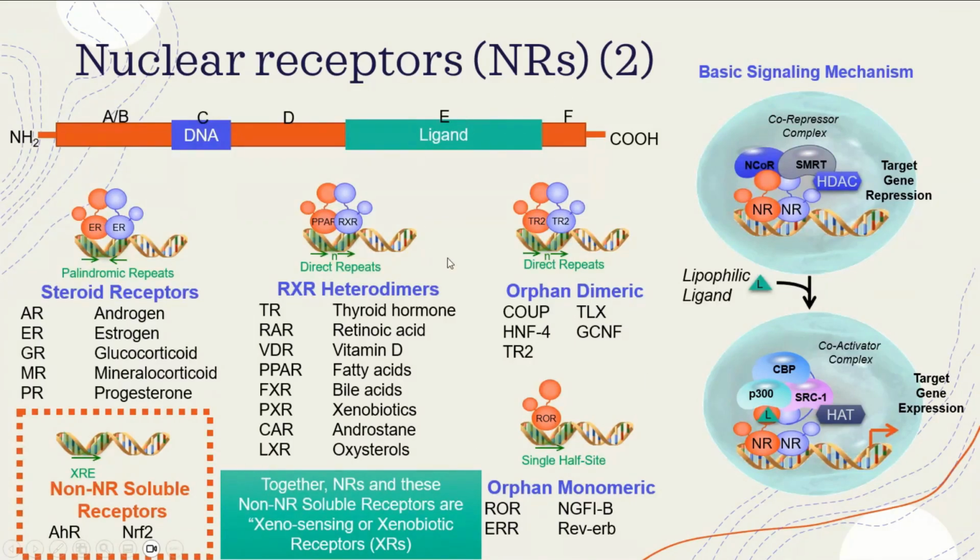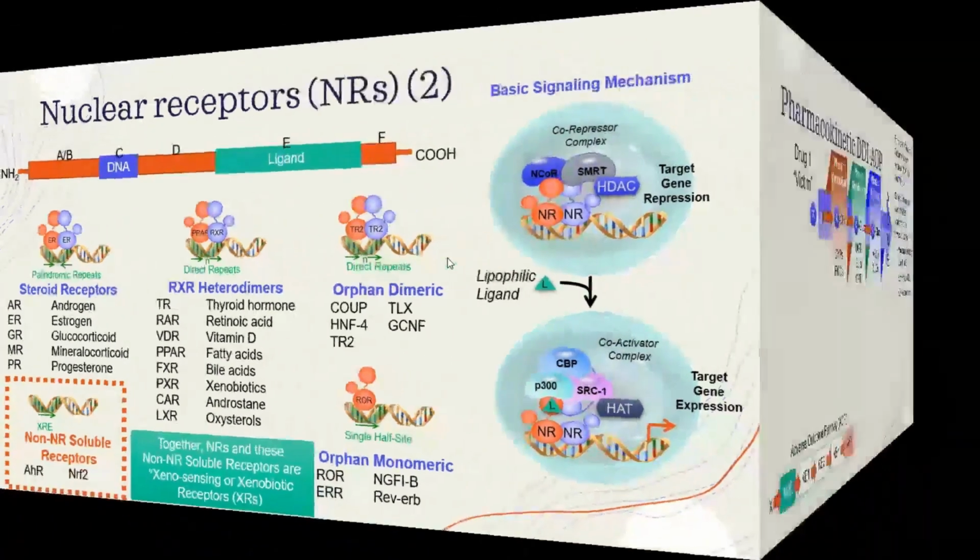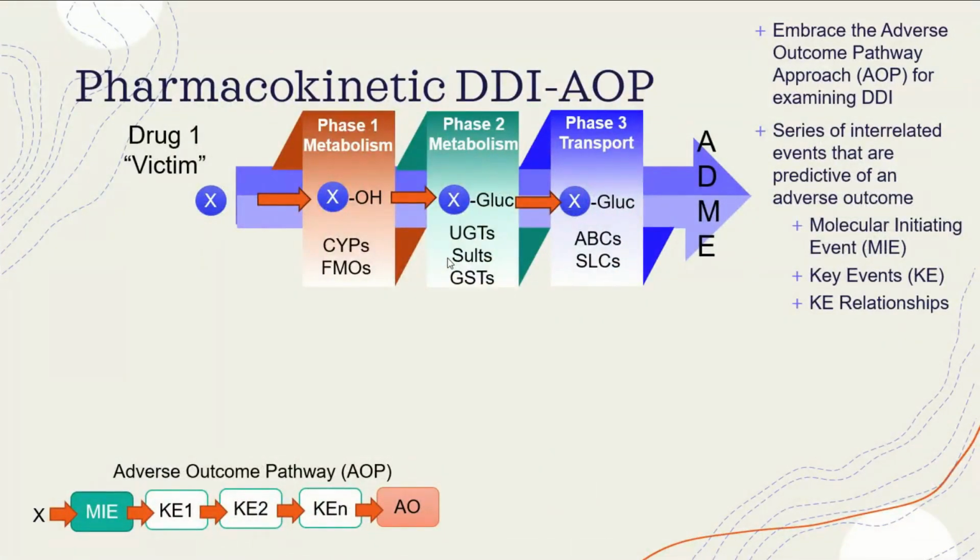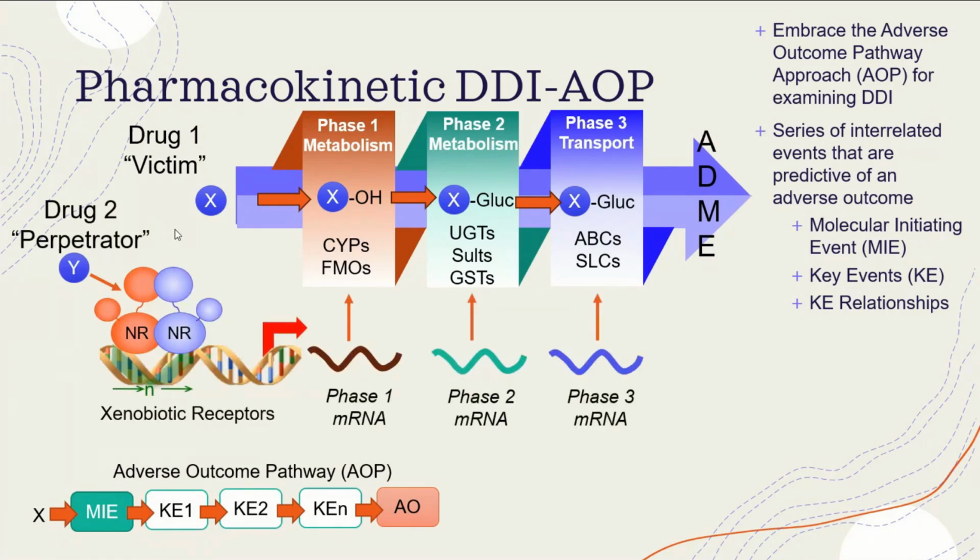So together, these nuclear receptors and these other non-nuclear receptor soluble receptors, we'll call these xenosensing or xenobiotic receptors, in that they are responding to drugs and other exogenous chemicals to regulate gene expression. To put this back into context of what we're talking about here, again, we're talking about our adaptive response, and we're talking about our drug being able to interact with these nuclear receptors and driving gene expression.